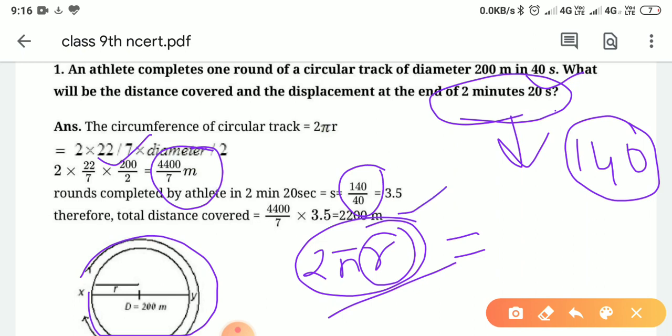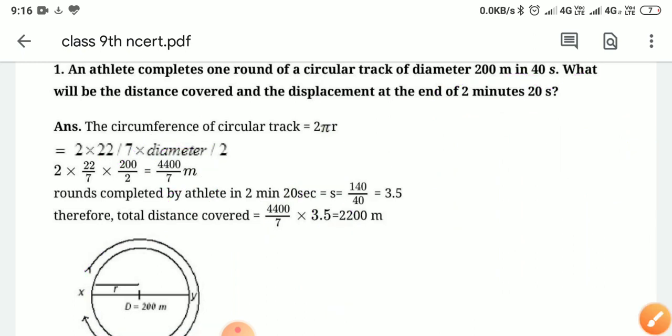So the rounds completed by that athlete in 2 minutes 20 seconds is 3.5. It means 3.5 rounds, which is 3 complete rounds and one half round. Now we can find the total distance covered, because in one complete round it covers this distance. For 3.5 rounds we multiply this number by 3.5 and we get our answer, 2200 meter. This is the total distance covered by that athlete.